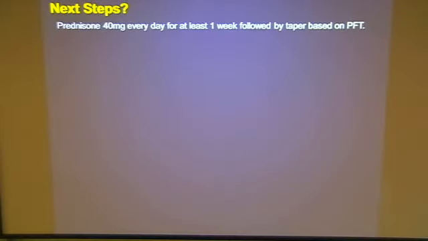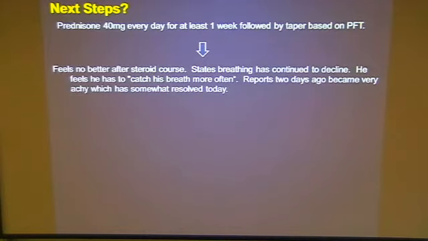Okay. Again, the fellow thought he had ABPA, so gave him another course of prednisone. And we wanted to get PFTs after that. Again, he felt no better with the steroids. Breathing continued to decline. Has to catch his breath more often. So that treatment failure was sort of pointing us away from ABPA. And the serologies really weren't that impressive.